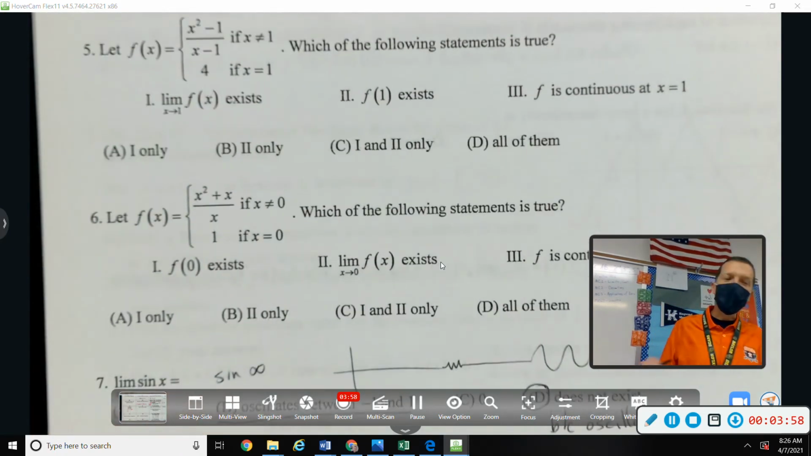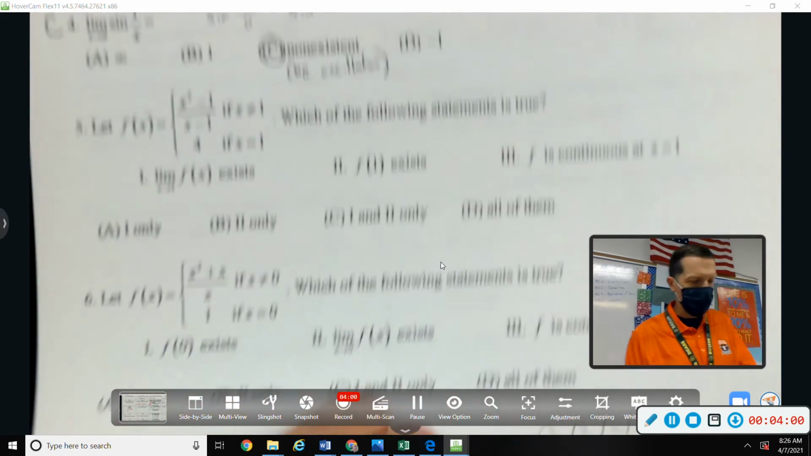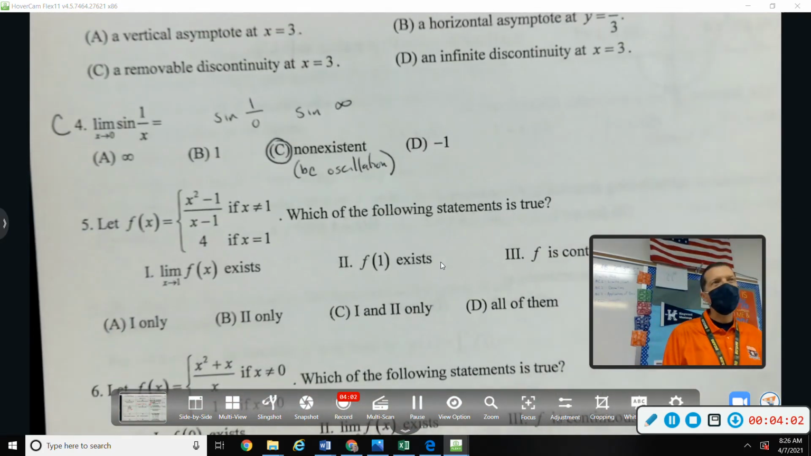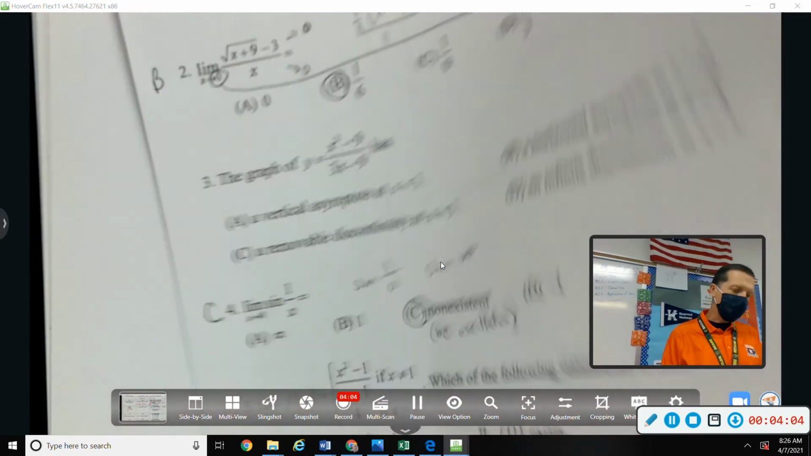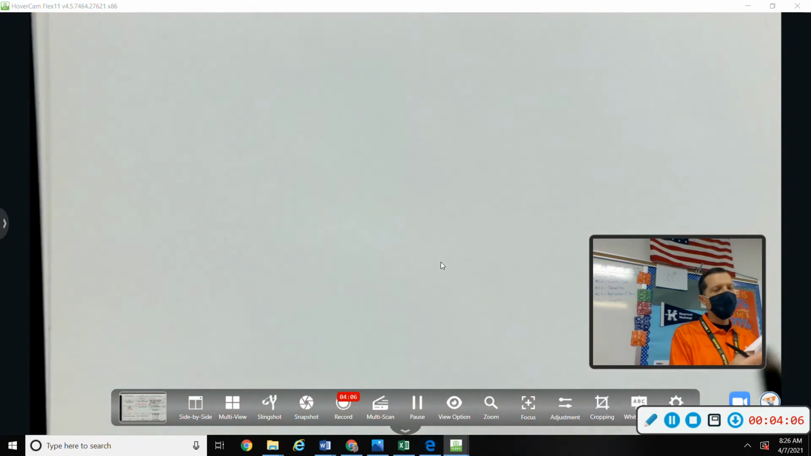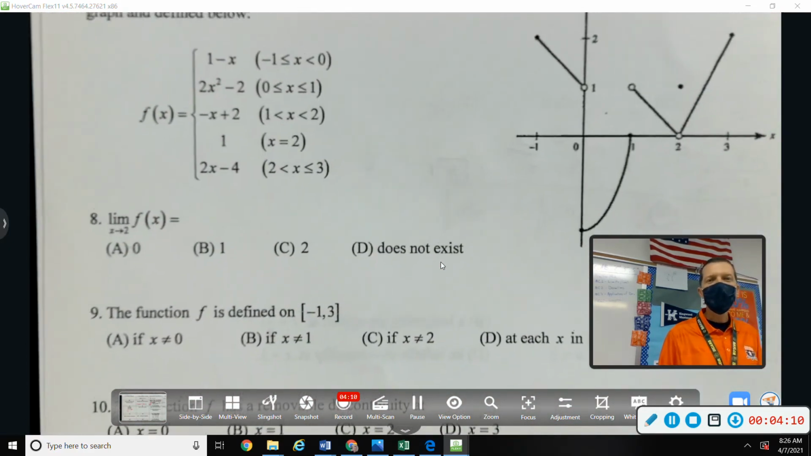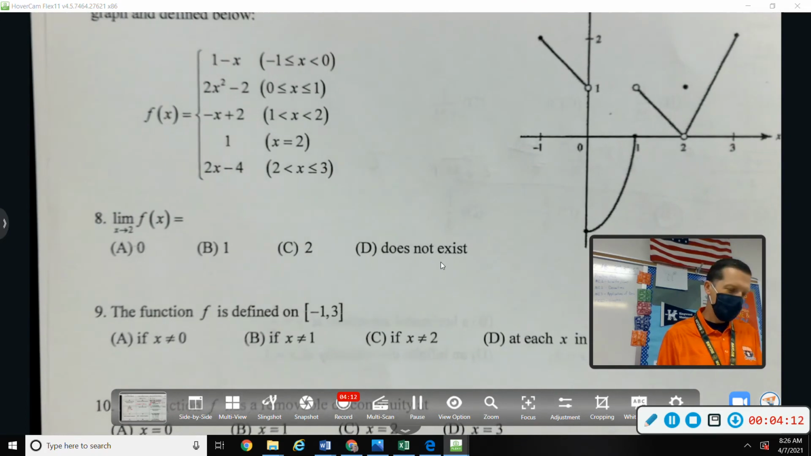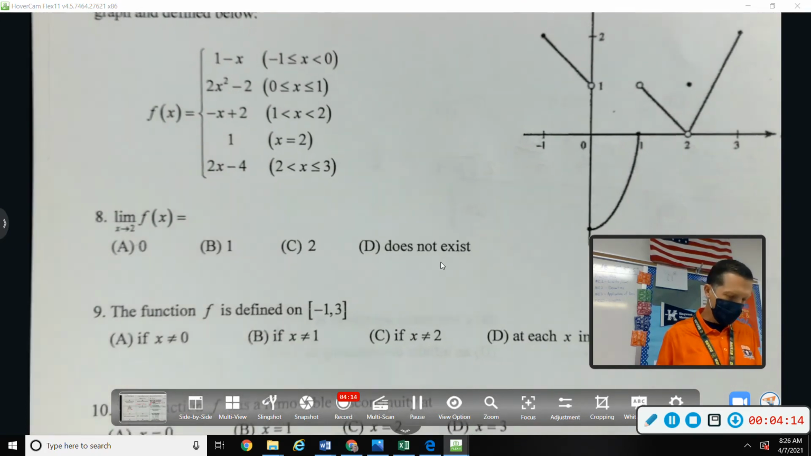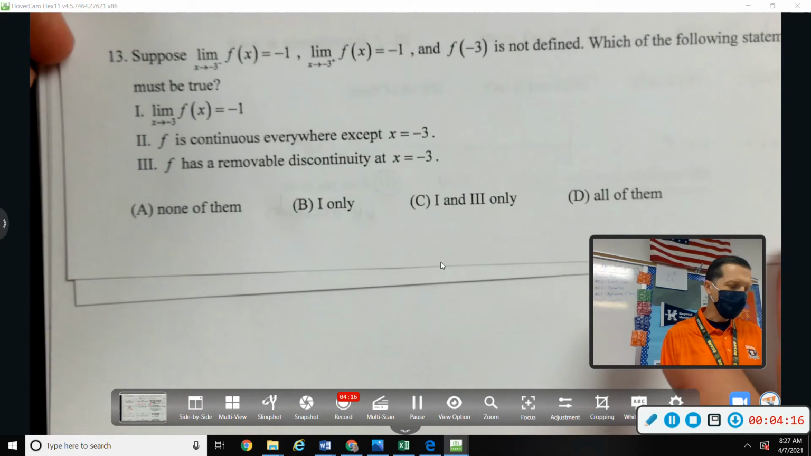By the way, I've now posted the answers to this packet in Schoology, so you can check them. Questions on the back, or was the limits easy once you remembered what was going on with that picture? That was like the very first test. Which one? 13. 13's a good one.